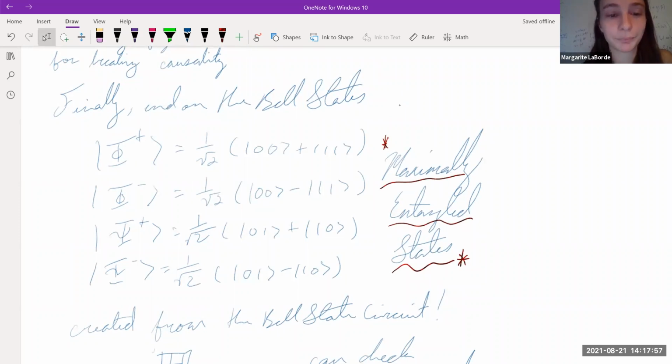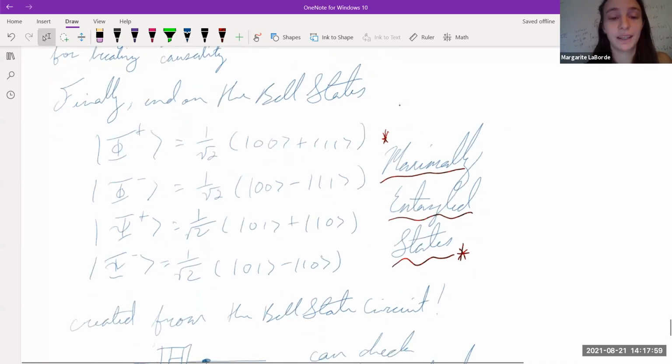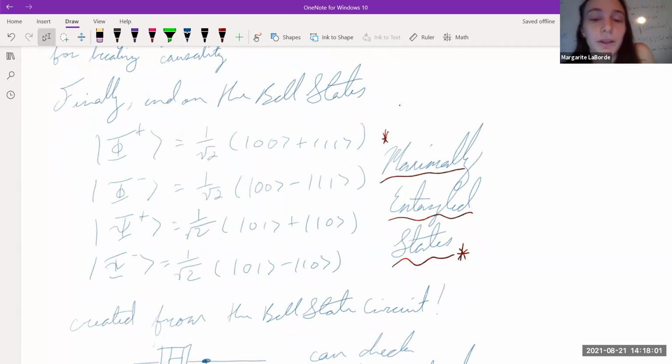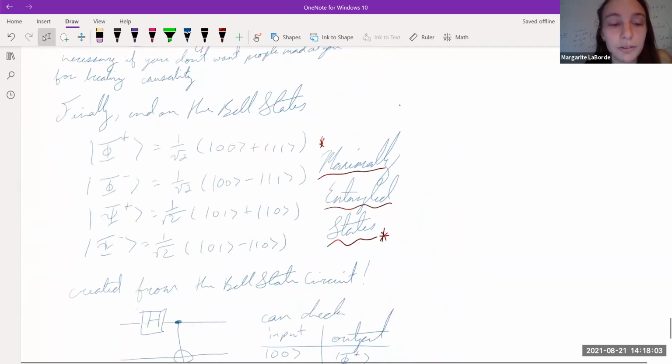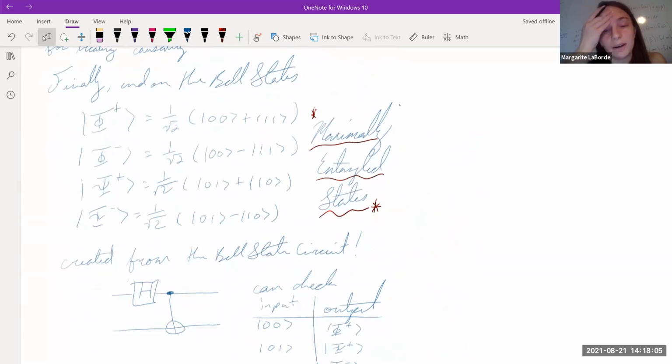Okay. So that was the no cloning theorem, and then finally we're going to end on the Bell states. So the Bell states, or the EPR pairs, are maximally entangled states, which I kind of mentioned before, that they were entangled. Maximally entangled basically means it doesn't matter what basis you write these guys in, they're always going to be entangled. You absolutely cannot separate these even a little bit.